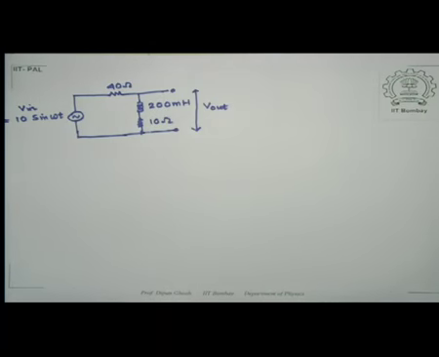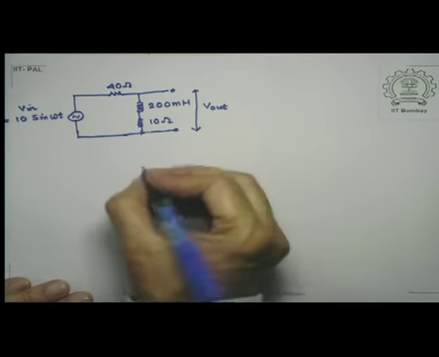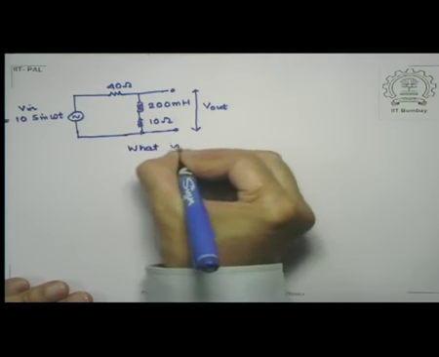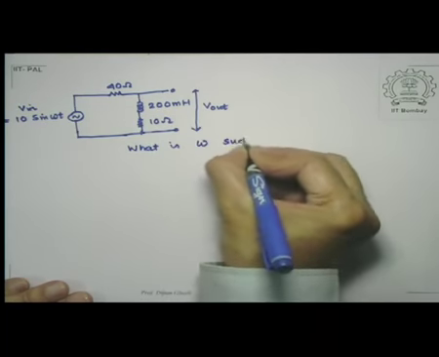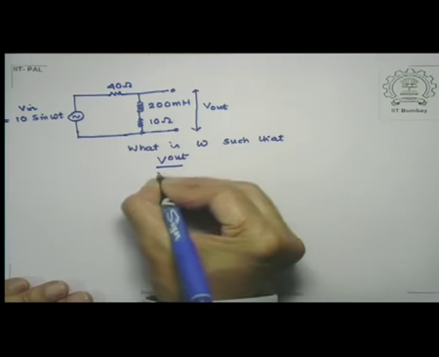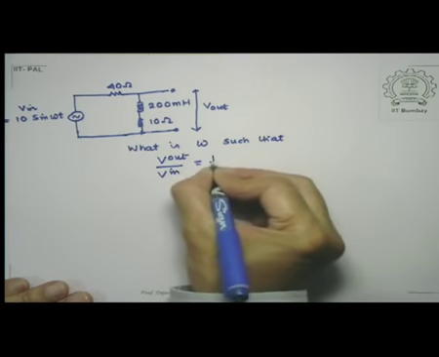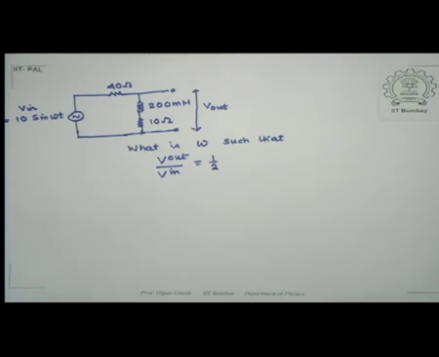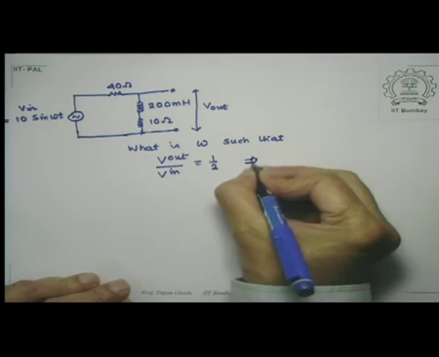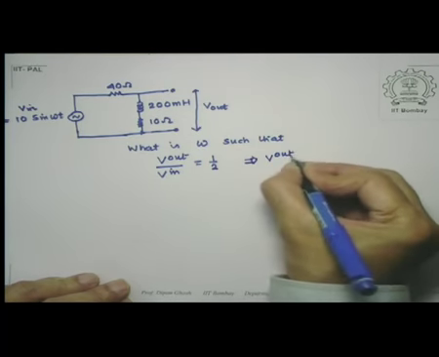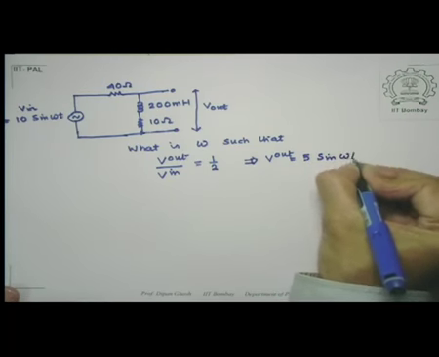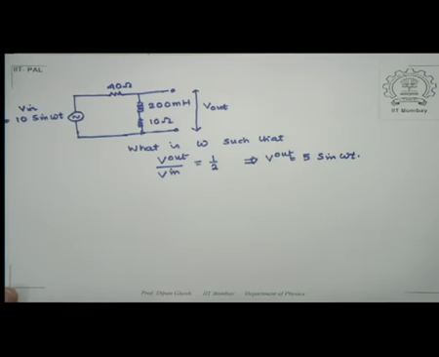And suppose we are looking for omega such that V out divided by V in is equal to half. Now remember that the trigonometric terms cancel out. So therefore what we are looking for is V out equal to, since this is 10, 5 sine omega t. So let's look at how to compute this.